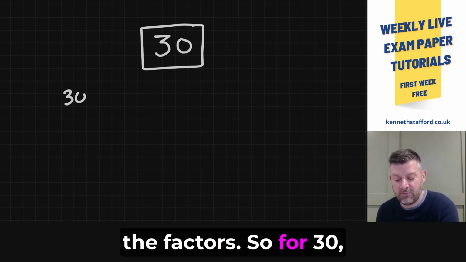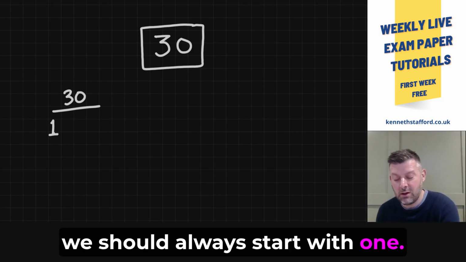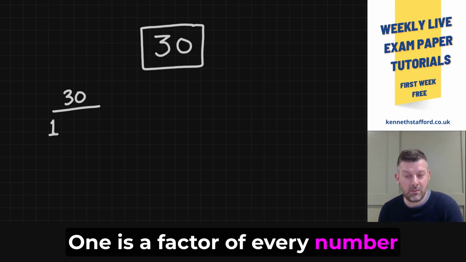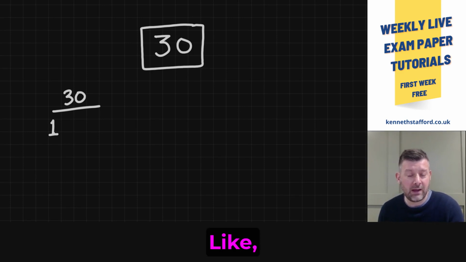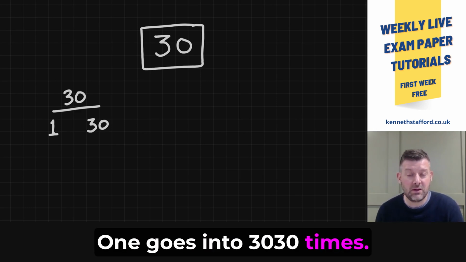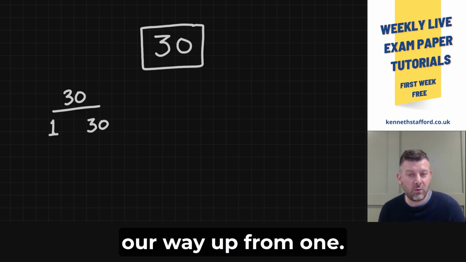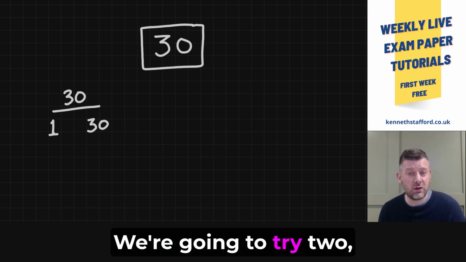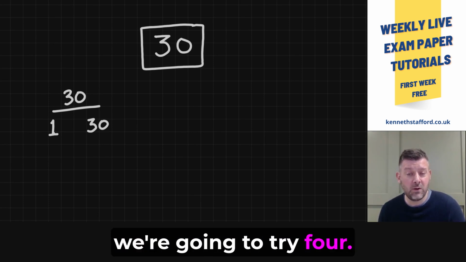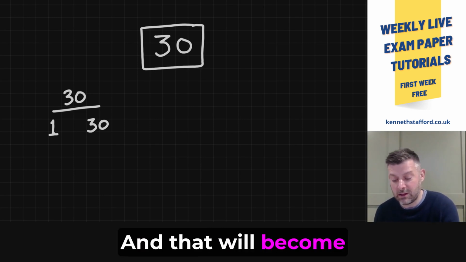So for 30, with whatever number we're doing, we should always start with 1. 1 is a factor of every number. And we're going to pair it off, like how many times does 1 go into 30? Well, this is quite easy. 1 goes into 30, 30 times. So 30 is also a factor. And we're going to work our way up from 1. We're going to try every number. We're going to try 2, we're going to try 3, we're going to try 4, and we're going to stop when we hit a number we've already got. That will become clear when I do it.